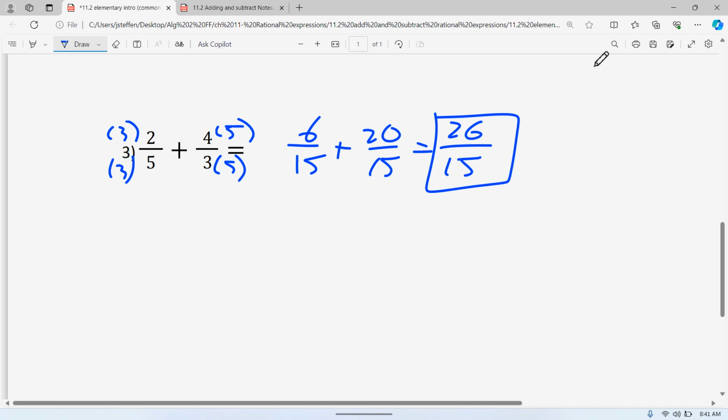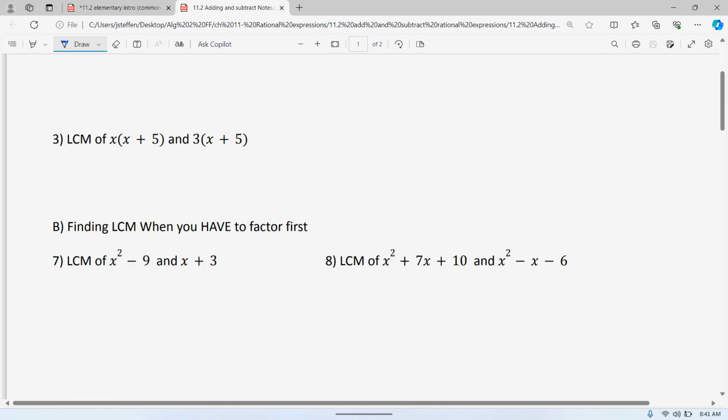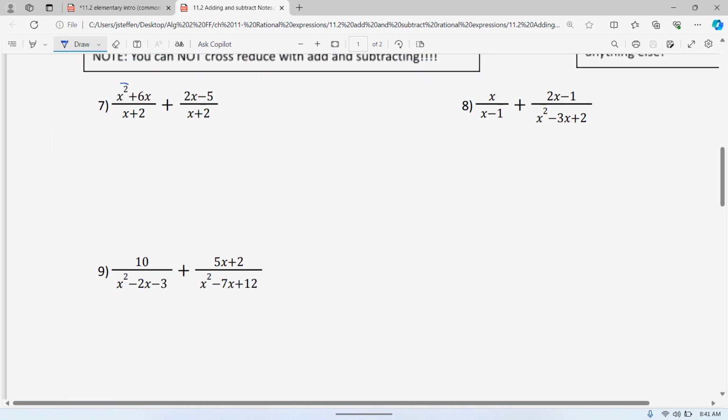So now instead of having those normal ones, we're going to have problems that look like this. And we have to get common denominators. If you look at number 7, we're not going to do it right now, but it does have a common denominator, x plus 2 and x plus 2. So that one's already sitting pretty good. Number 8's going to get a little bit different.